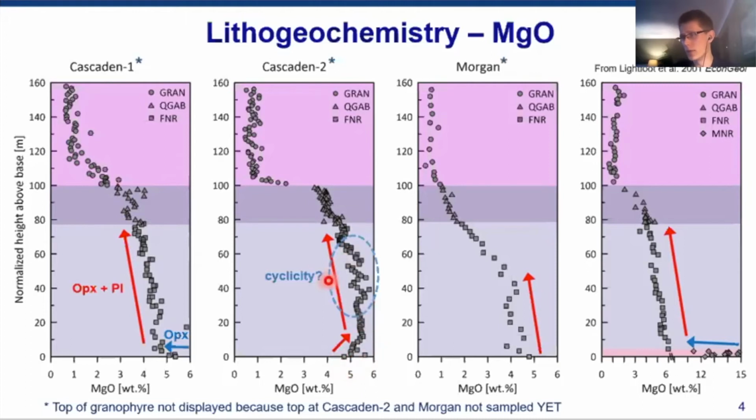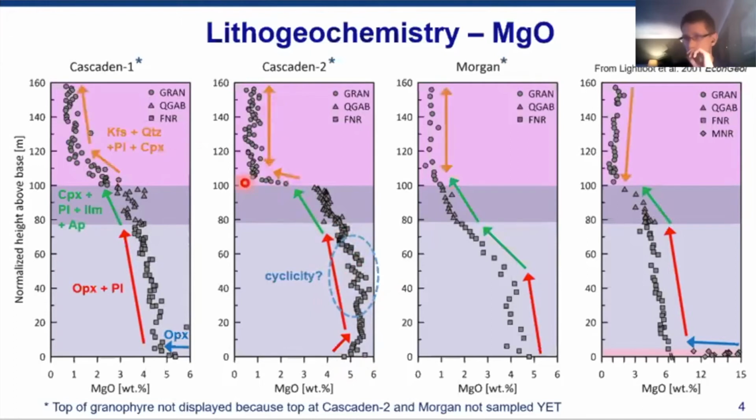As you move up through the stratigraphy, an interesting thing in Cascaden 2 is this zigzag pattern, which could potentially represent some sort of magmatic cyclicity in this part of the melt sheet. Then as we move further up through the quartz gabbro and into the granophyre, if we look at Capriol, we have an indication of a downward crystallization trend from higher to lower MgO. And then if we look at Cascaden, for example, we see the opposite, a clear upward crystallization.